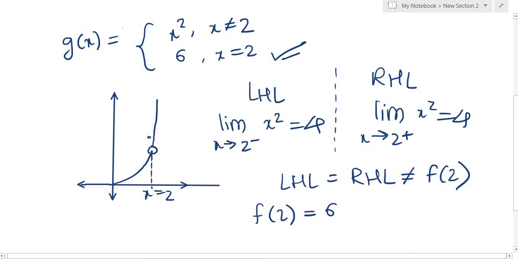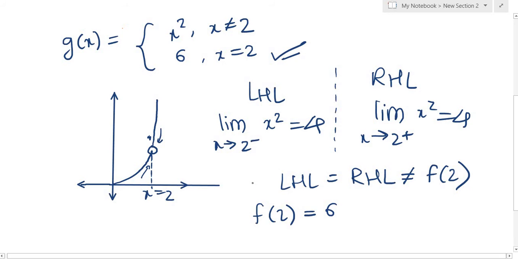So that's why there's this gap, right? Because the function isn't officially defined at this point. Although we can estimate, because it's the graph of x squared, so we can just plug it in and estimate from around these points, from the LHL and from the RHL. But the actual definition disagrees with our estimation.